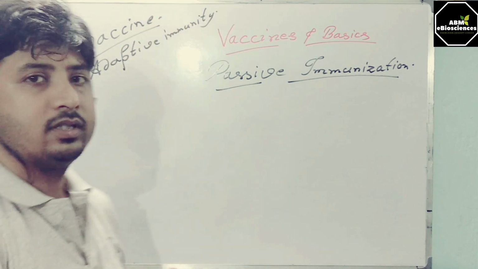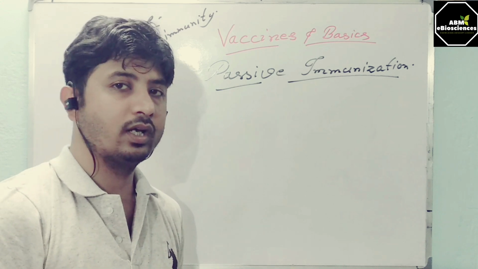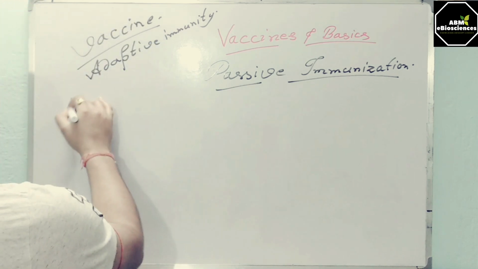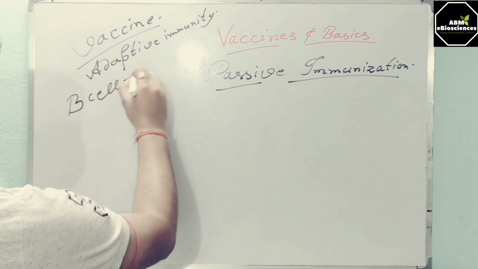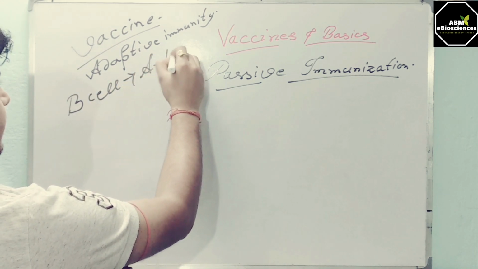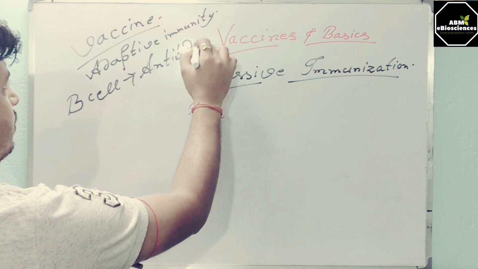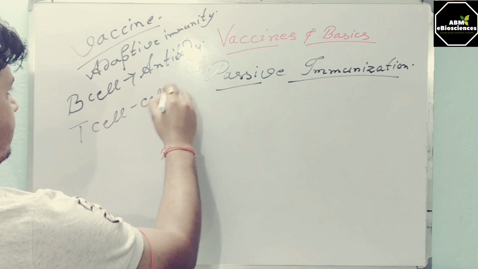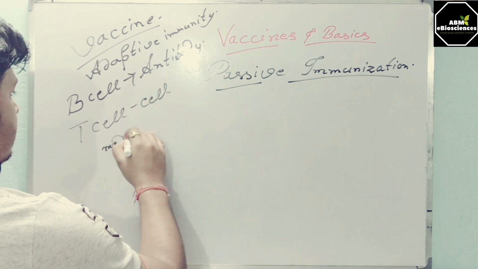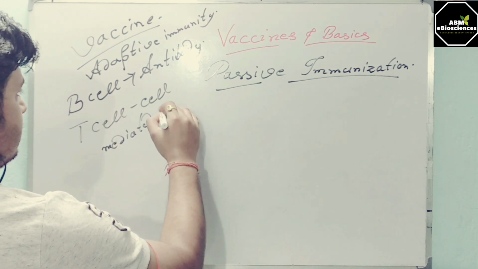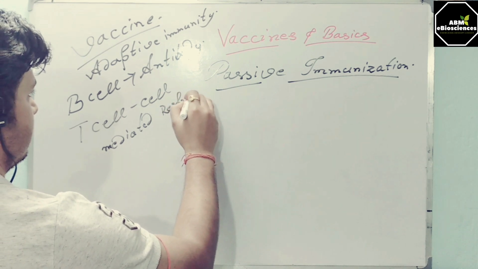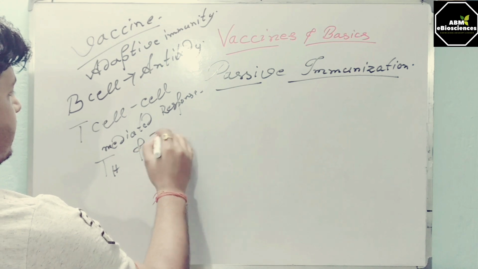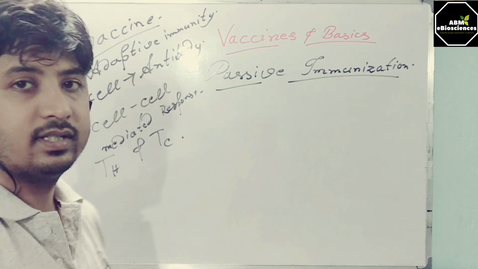But adaptive immunity is not alone. It is not capable enough to do all the things on its own, except the B cells, which produce antibodies, or you can also say humoral response, and the T cells, which give a cell-mediated response. It is through T helper and TC, that is cytotoxic T cells.